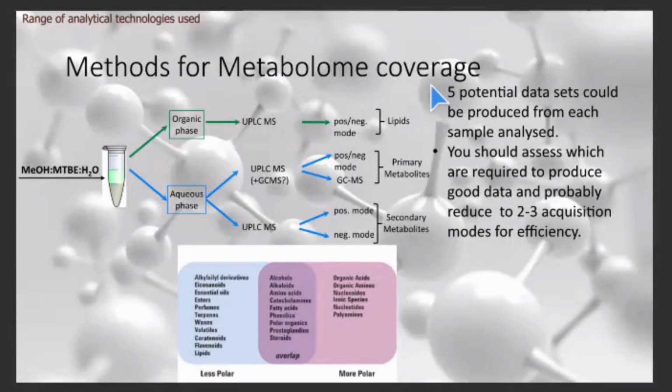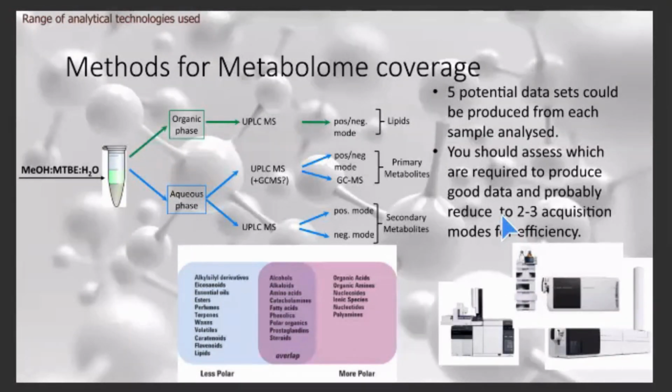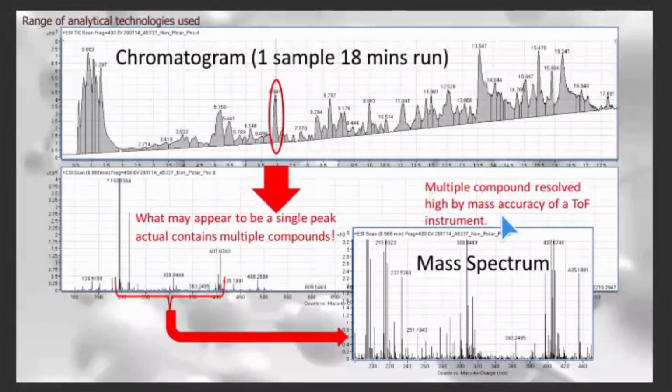You could easily end up with 5 different data sets there, therefore run 5 times on the same or different instruments, which would be very large, and often we try to reduce this down to 2 or 3 acquisition settings, which will capture what we really want to capture.